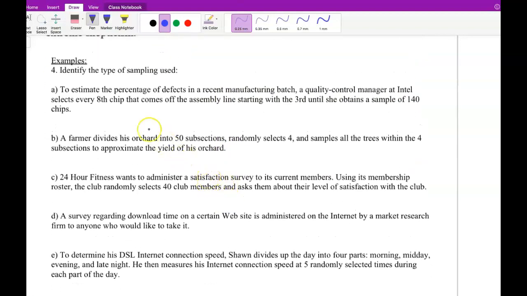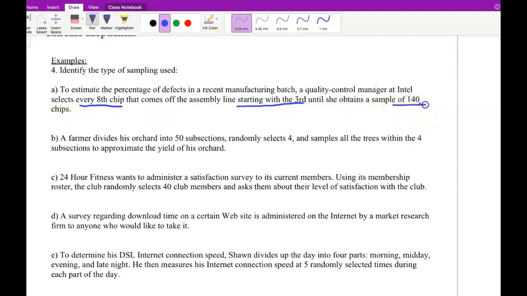An example, identify the type of sampling used. Part A, to estimate the percentage of defects in any recent manufacturing, a quality control manager at Intel selects every 8th chip that comes off the assembly line starting with the third, until she obtains a sample of 140 chips.